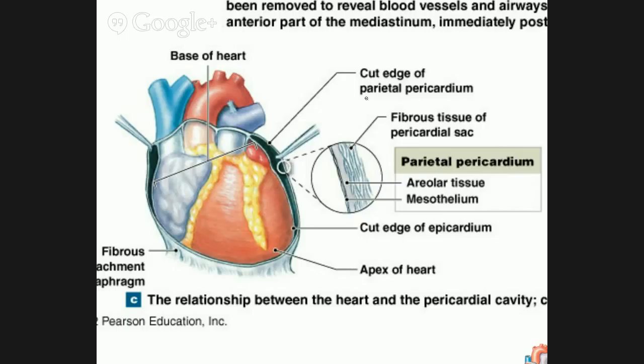The word parietal is referring to the body wall, essentially. So it's the layer that's lining the inside of the cavity. And then visceral means having to do with an organ. So it's the layer that's directly surrounding the organ. It is actually one continuous membrane that sort of folds over right here.